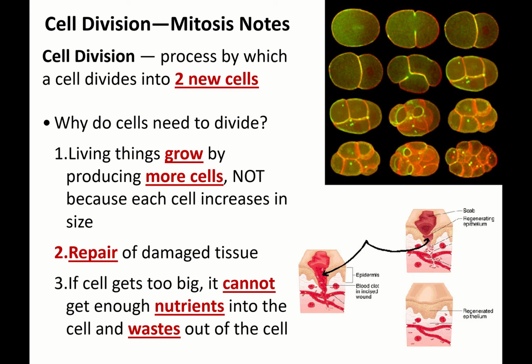And if our cells get too big, they're just not very good at getting the nutrients we need. They're not good at bringing things into the cells. They're not good at taking the waste out of the cells. When a cell is too big, it just doesn't work efficiently. So when our cells get too big, they need to divide so they can be smaller cells that work better.